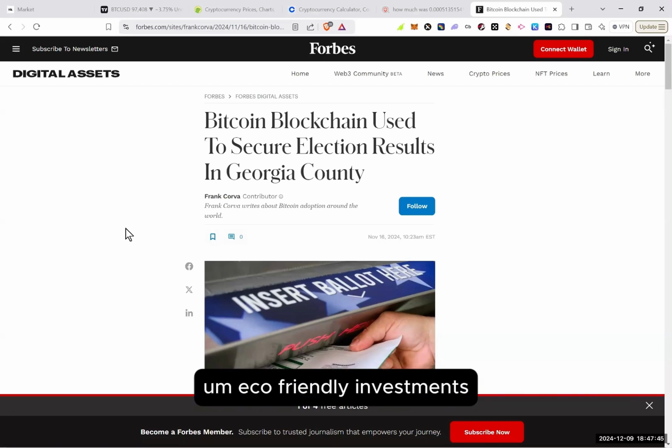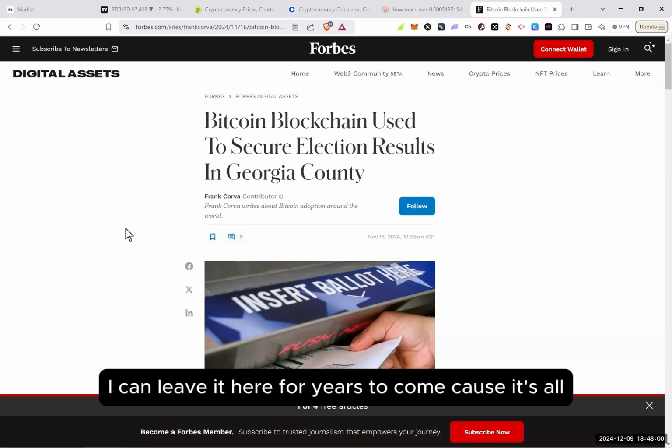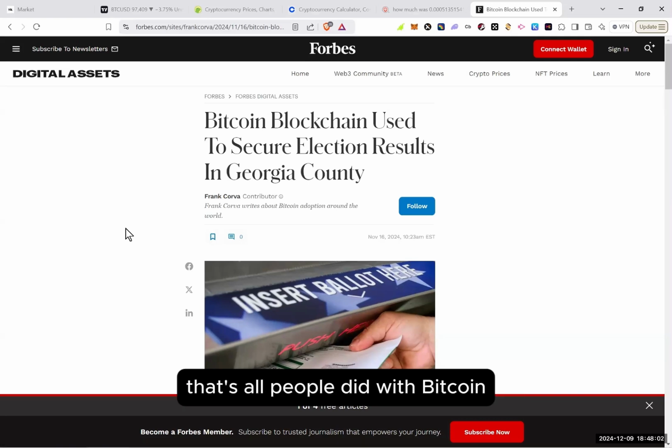Eco-friendly investments, et cetera, et cetera. You just want to make sure that, if you're going long term, this is something that you want to park your capital in. And I ain't gonna say not look at it, but be confident in knowing no matter how much it fluctuates, I can leave it here for years to come. Because that's all people did with Bitcoin.